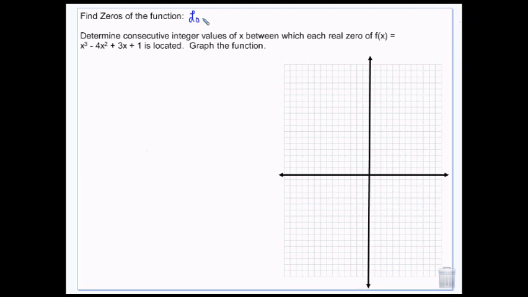There's something called the location principle. And that says the zeros occur between sign changes. So if you make a table of values, every time you have a sign change on your y's, there's a zero between those numbers that occur on the x's.